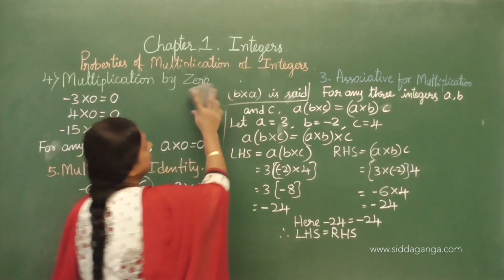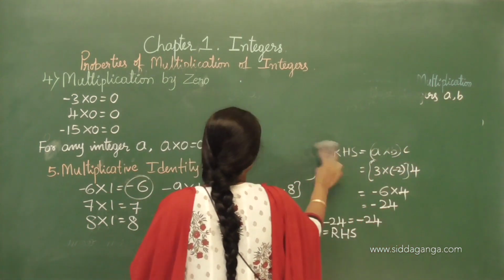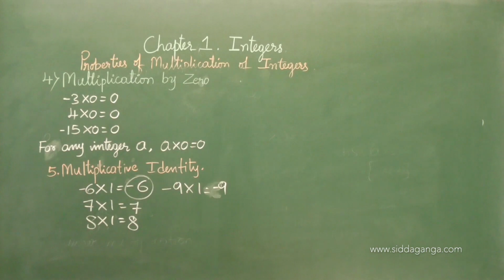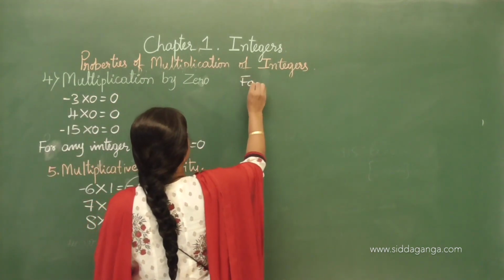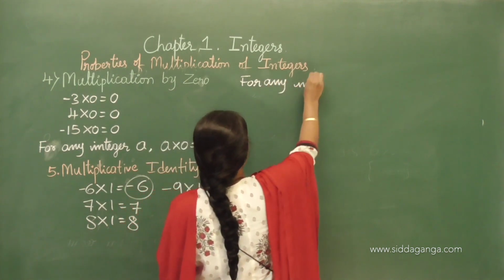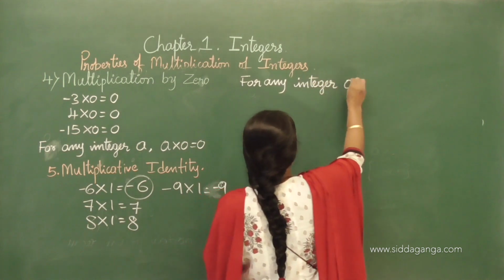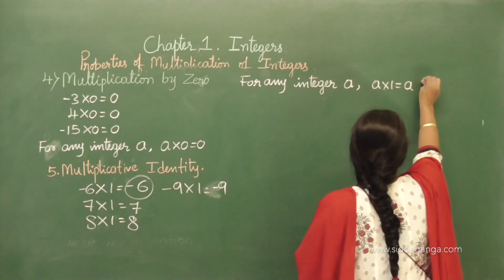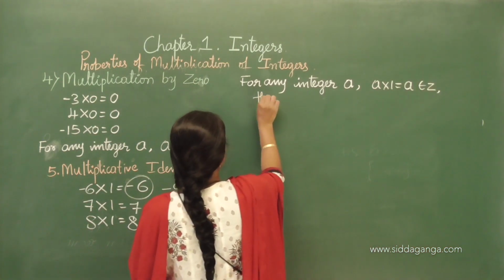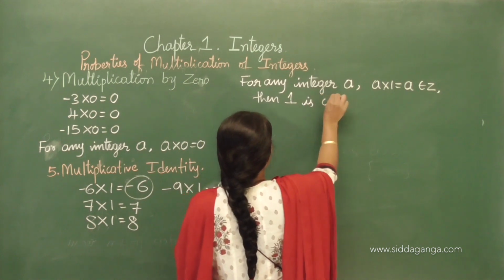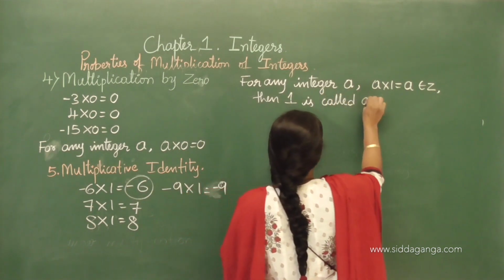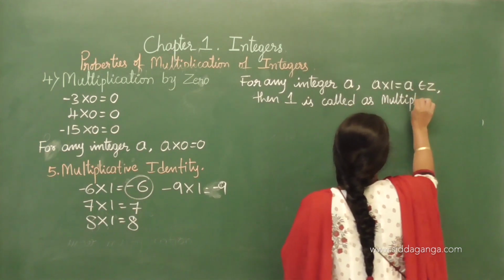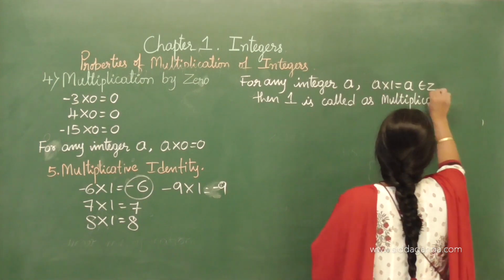Then here we can write like this. The conclusion is: for any integer a, if a into 1 is equal to a, a belongs to Z, then 1 is said to be called the multiplicative identity.